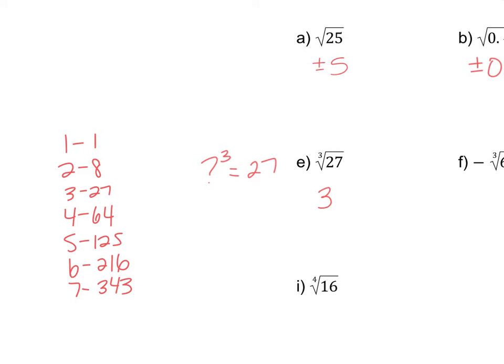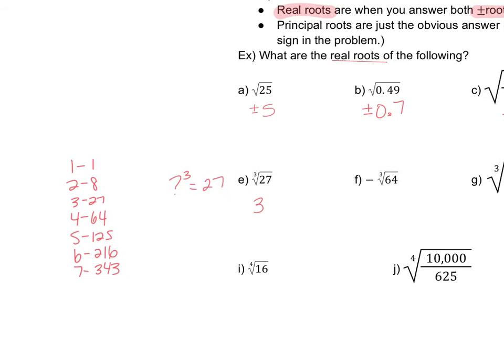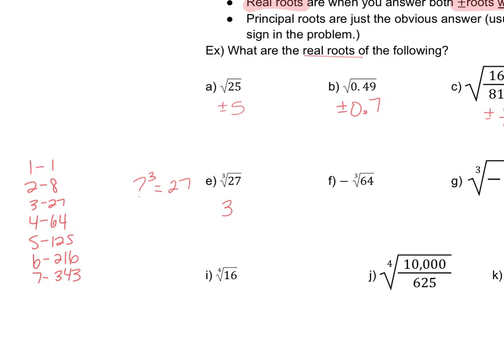So the first one is easy. It's just 3. Letter F is negative. We're going to have to slap a negative on at the end. Negative cube root of 64. Well, that would just be negative 4.